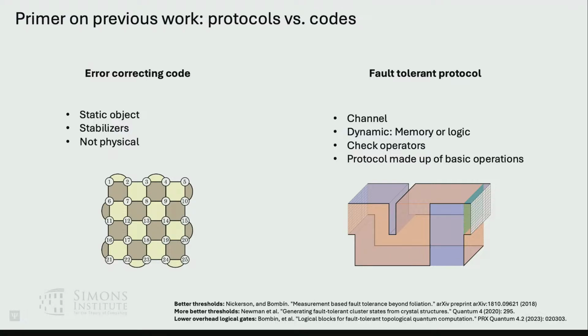So by a code, we're talking about a static object. It's a mathematical object, which has, if we're talking about stabilizer error correction, stabilizers. It's really not a physical thing. This is some imaginary thing that we can write down on paper. When we want to implement a real system, we're always talking about a fault-tolerant protocol. So it's a sequence of physical operations that interact with physical qubits. And we build that up over multiple time steps.